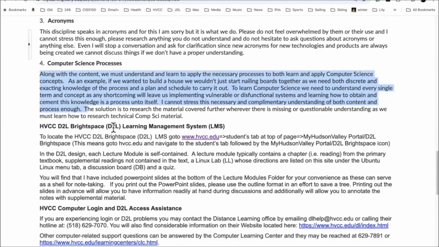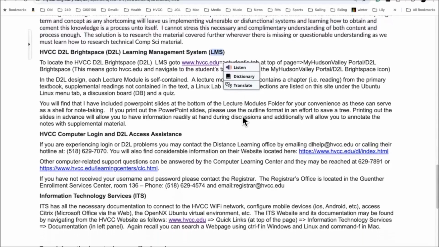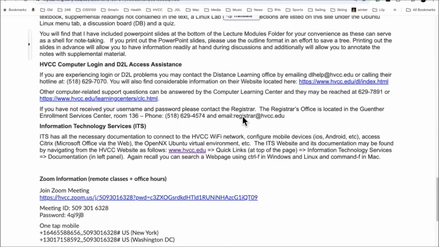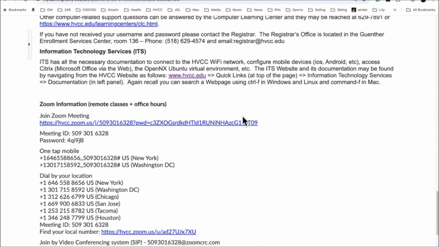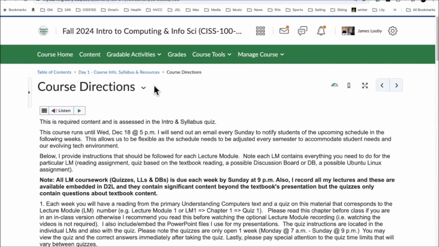Okay, so D2L Brightspace, it's a learning management system. Here we go. Yeah, another acronym. Won't get into that much now. Okay, login. Everybody's logged in at this point. Zoom information. So those are the directions. Sorry about scrolling. So I'll jump back to the day one course information.